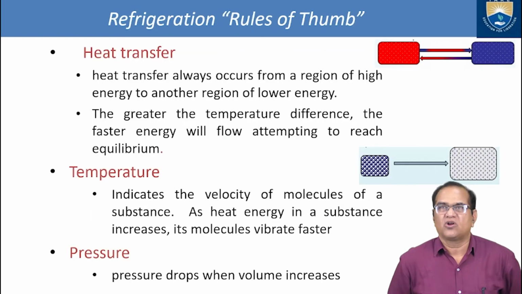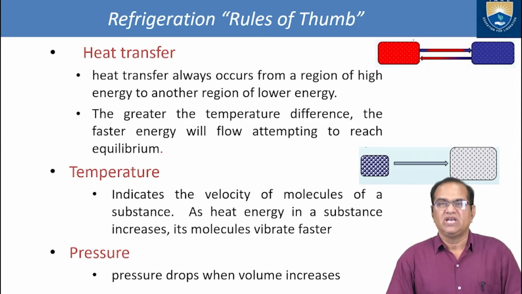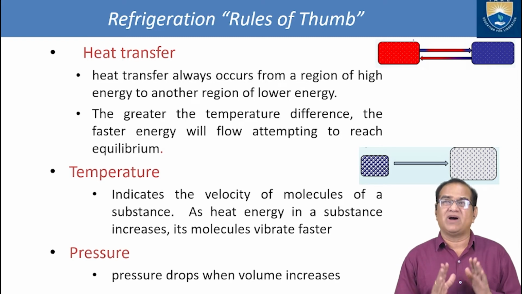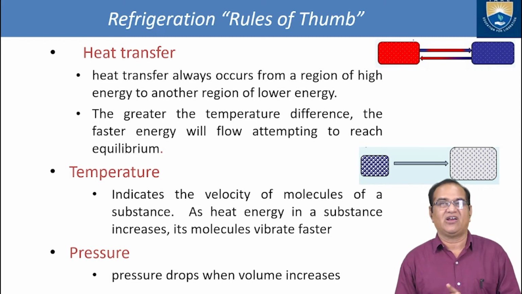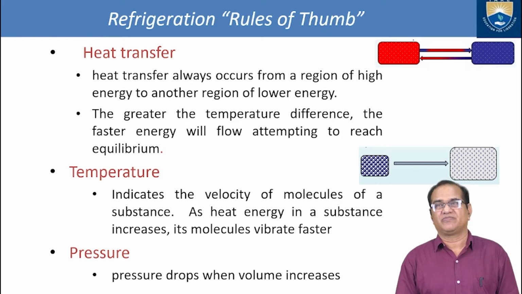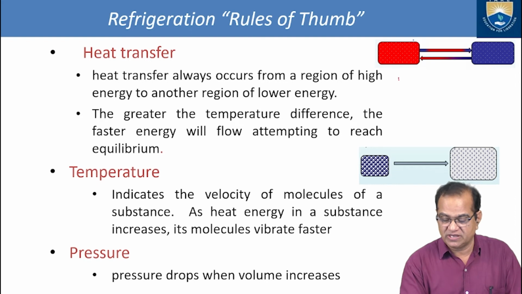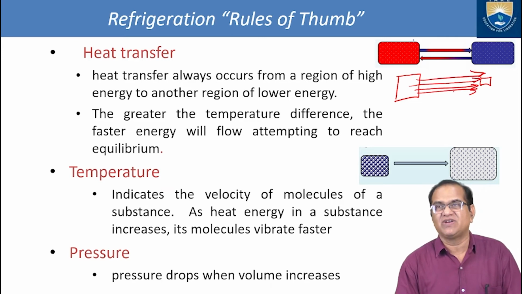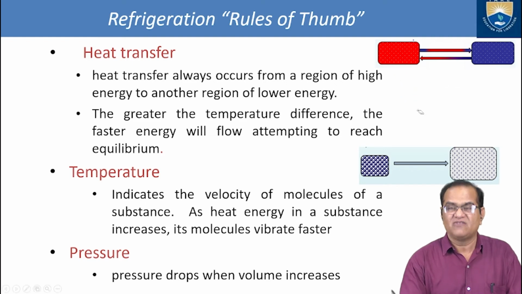So, refrigeration rules of thumb. Heat transfer always occurs from a region of high energy to another region of low energy. So always heat will go from high temperature to low temperature only, or from the high energy region to the low energy region. The greater the temperature difference, the faster energy will flow, attempting to reach equilibrium. As much as you have the high temperature and this is the low temperature, it will go very fast. As the difference between the temperatures is very high, the flow of energy will be very high.